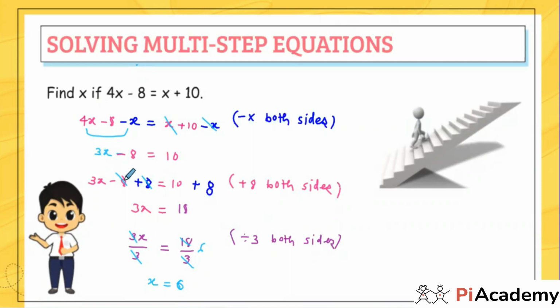Now it is simple, as we have been doing previously, just adding plus 8 because I don't want the 8 on the left hand side. So this will be cancelled. 3x equals 18. Now still I don't want 3 with the x. So what can I do? Divide by 3 on both sides. So it's very clear, x equals 6.